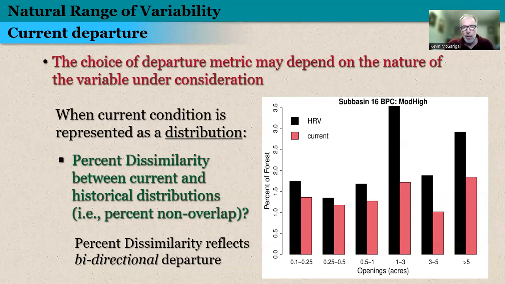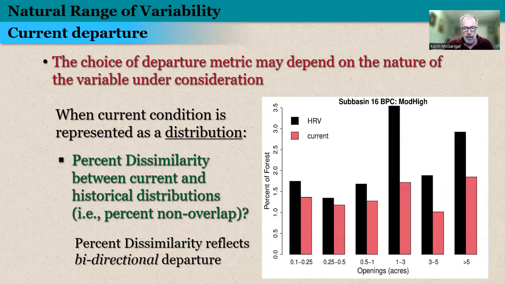example. One way to look at departure here is with the percent dissimilarity between these two distributions, or the percent non-overlap, given by a metric known as percent dissimilarity. And interestingly here, in contrast to the previous example, the percent dissimilarity reflects essentially bidirectional departure. In other words, it doesn't differentiate between cases where the current bar is greater than the HRV bar or lower than the HRV bar. It simply represents how different are these two distributions.